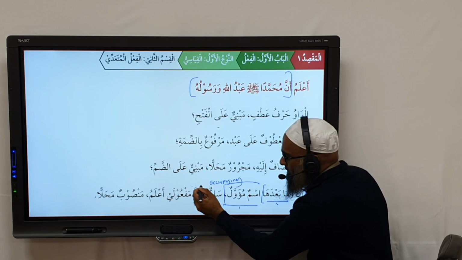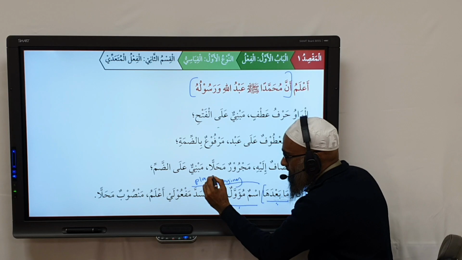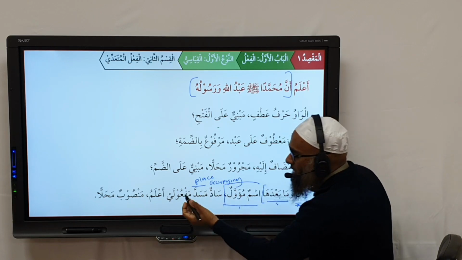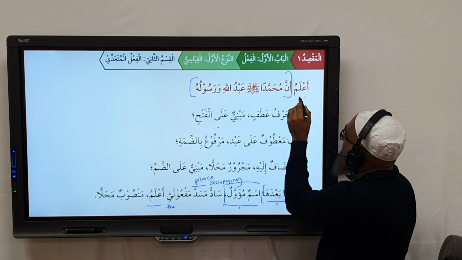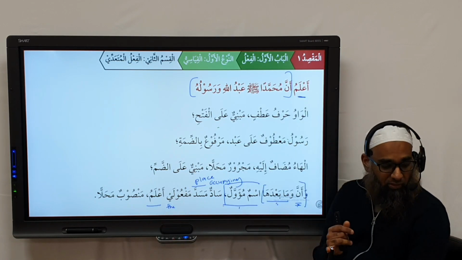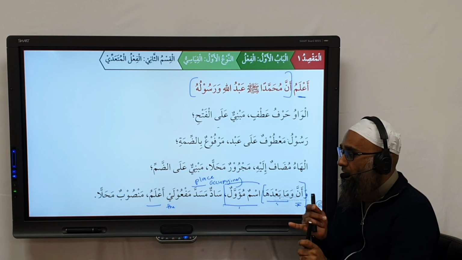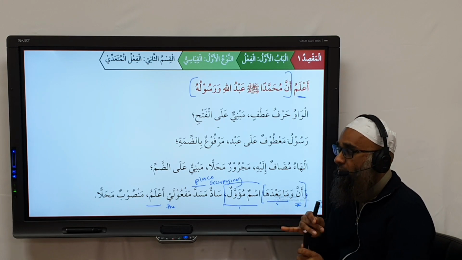Is occupying, masadda, the place. Is occupying the place of the two maf'ul bihi of a'lamu, which is here. So a'lamu is a fi'l al-qalb. It should have two maf'ul bihi. A'lamu Muhammadan Abdallahi wa Rasulahu.